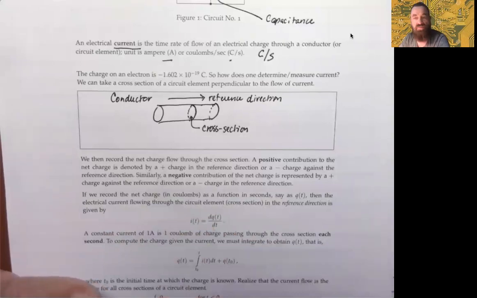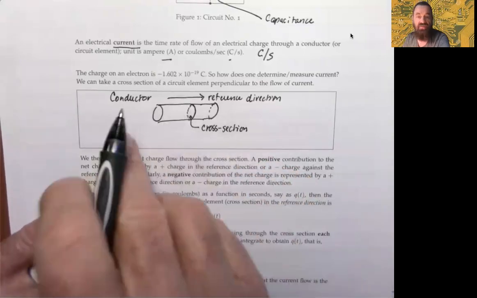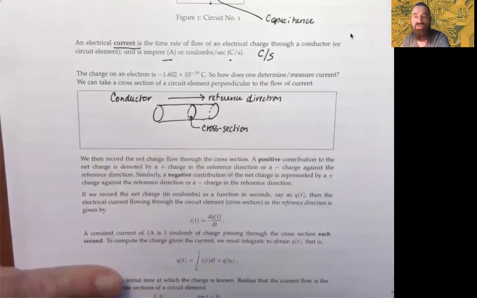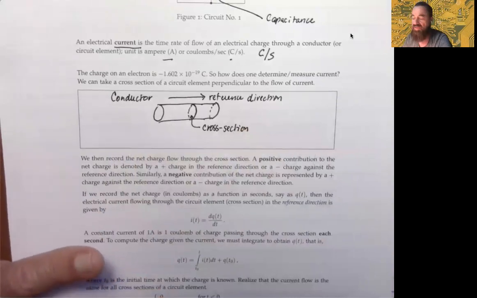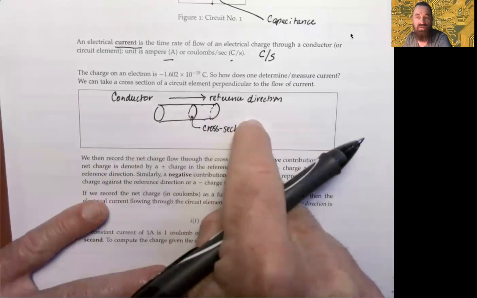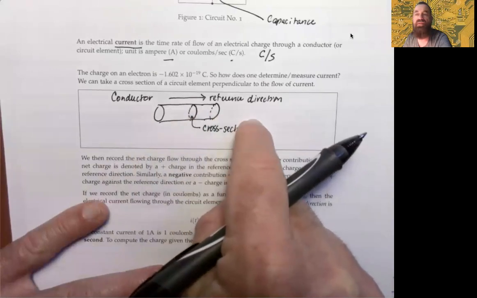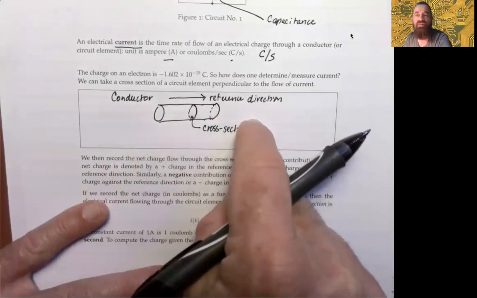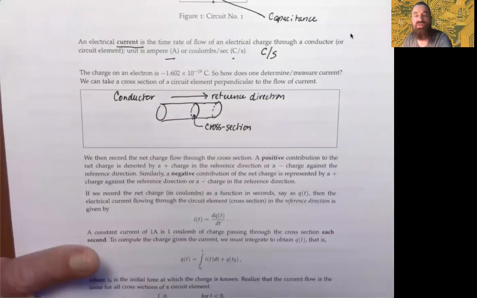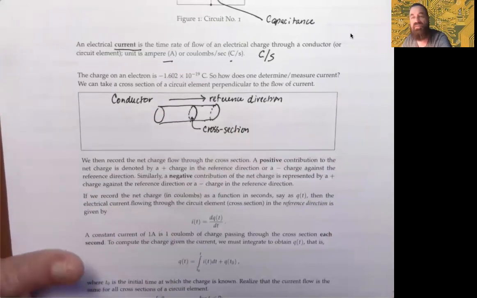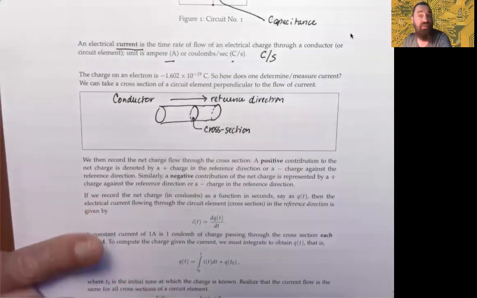When we choose a reference direction and we measure a positive value for that current, what that's saying is that, in fact, we're getting a positive contribution in that direction. If we measured and got a negative value back, and we chose the reference direction left to right, that would mean that, in fact, the flow is going from right back to left. So plus or minus is just an indication of whether we are following the reference direction or not.